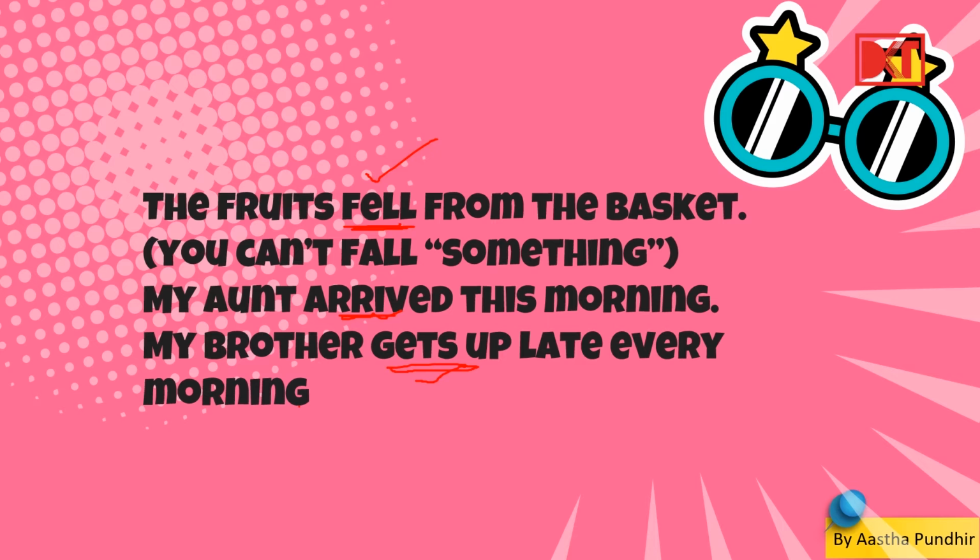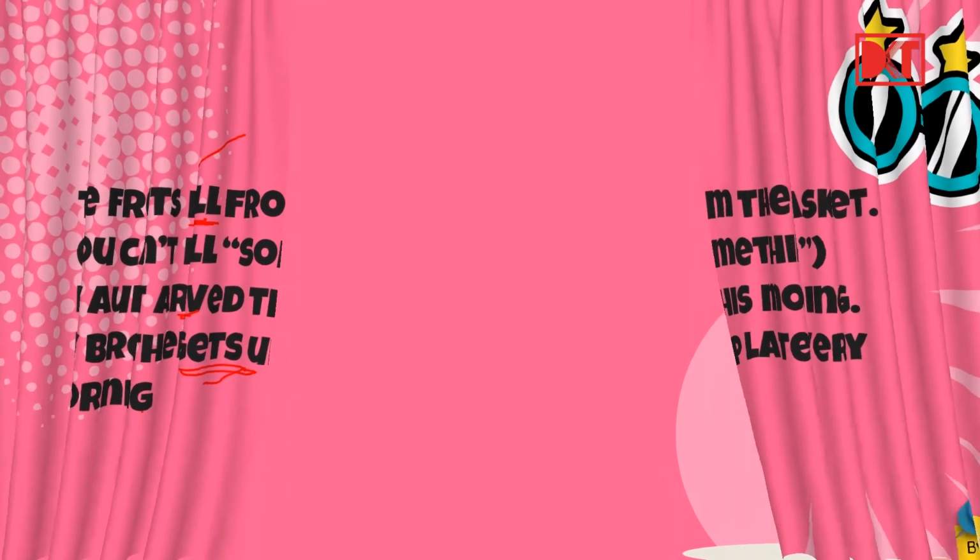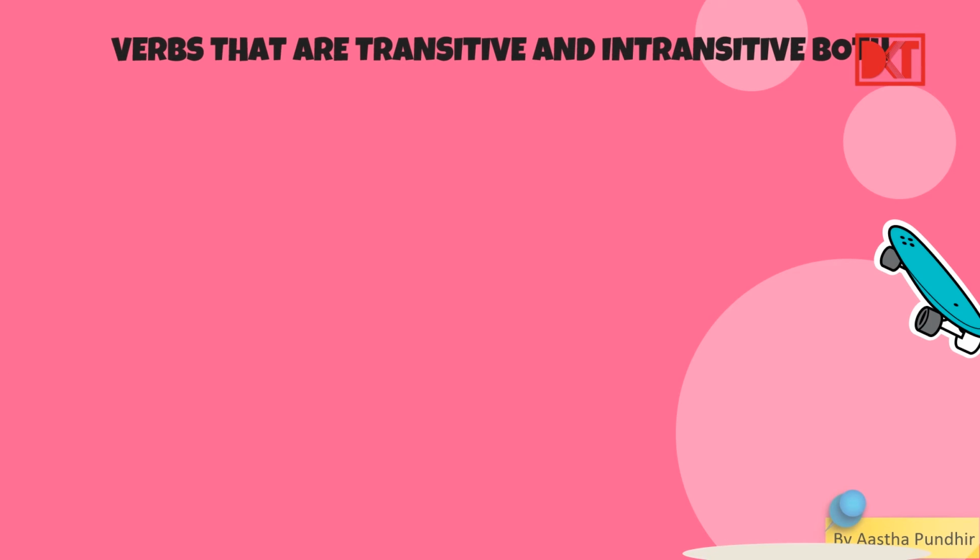Okay, I hope you have understood the basic difference between transitive and intransitive verbs. Transitive verbs are the ones which require an object to complete their meaning, whereas intransitive verbs are the ones which do not require an object to complete their meaning. Alright. Okay, so here we will be doing a very interesting category of verbs that are both transitive and intransitive. As we see these examples, we'll figure out what I'm trying to say.